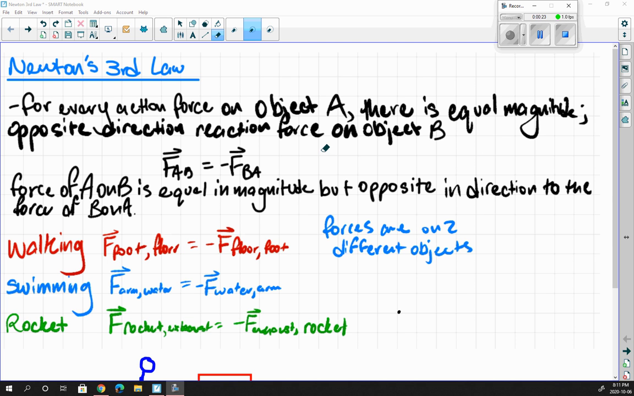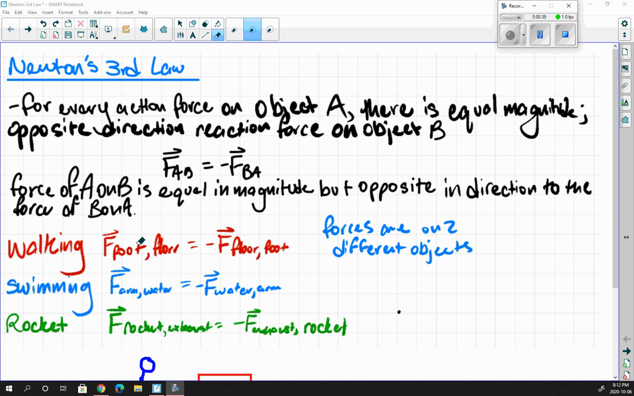Or we can write it like this. The force of A on B is equal in magnitude but opposite in direction to the force of B on A. You've experienced this your entire life.